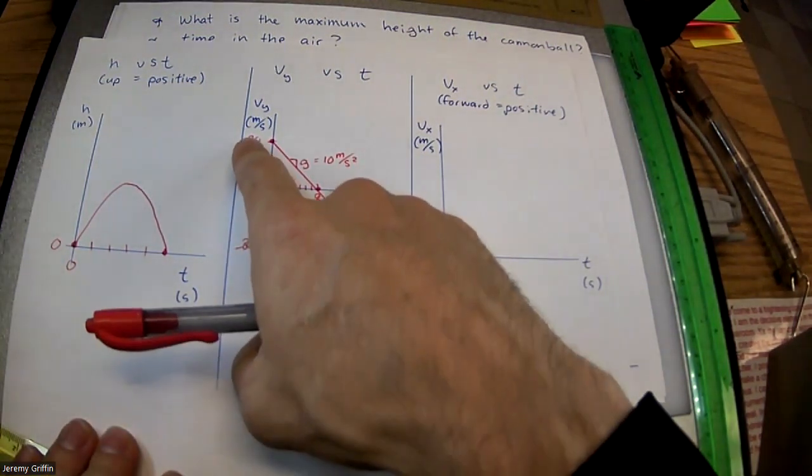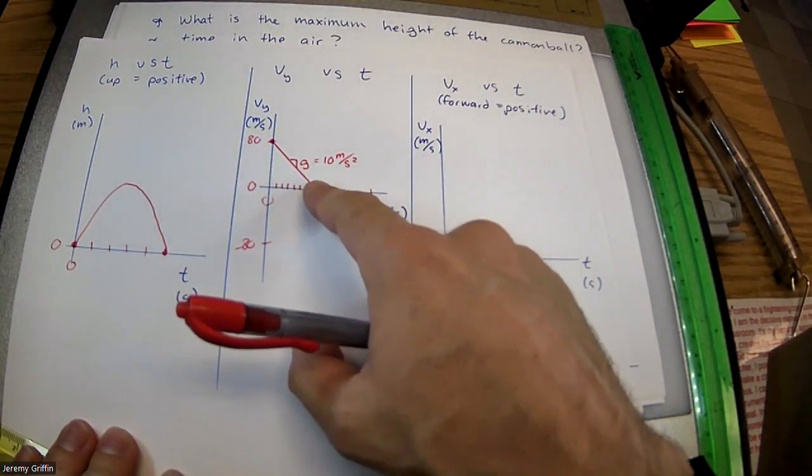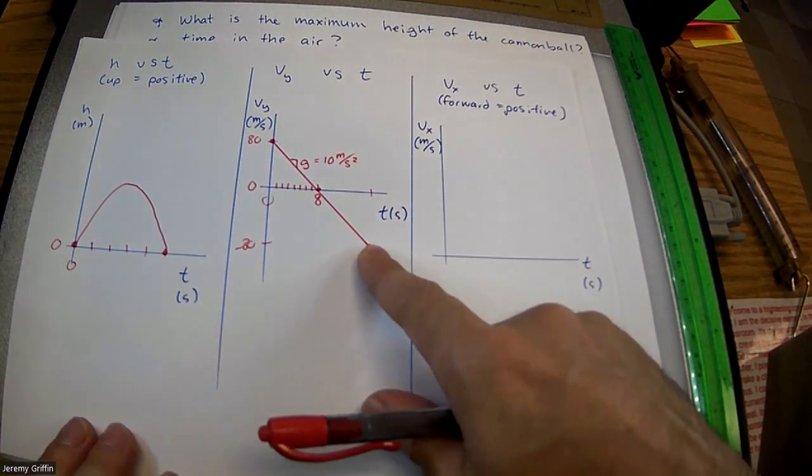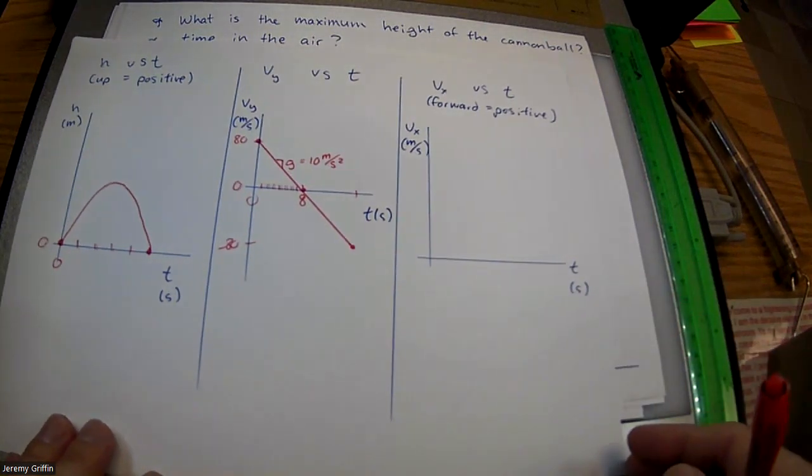It's going slower on the way up because it's tending towards 0, and it's going faster on the way down because the magnitude of the velocity is getting further from 0. Is that okay? Why that graph looks like that?